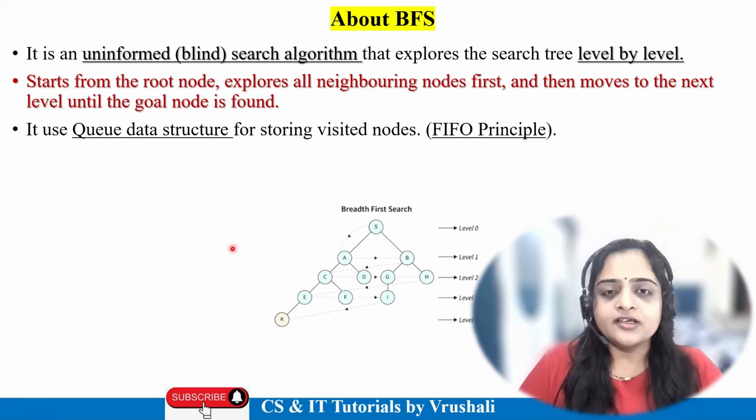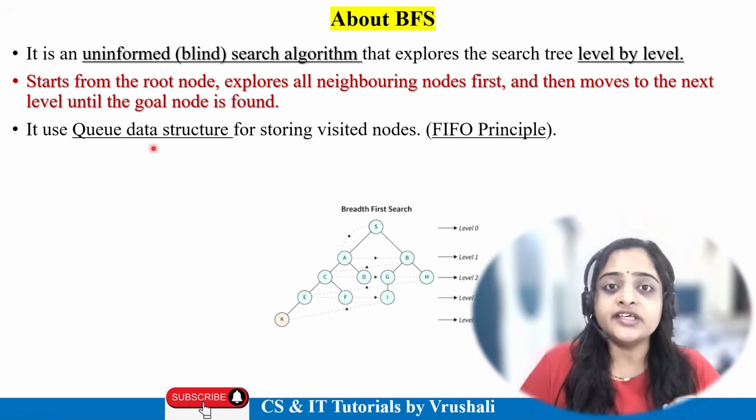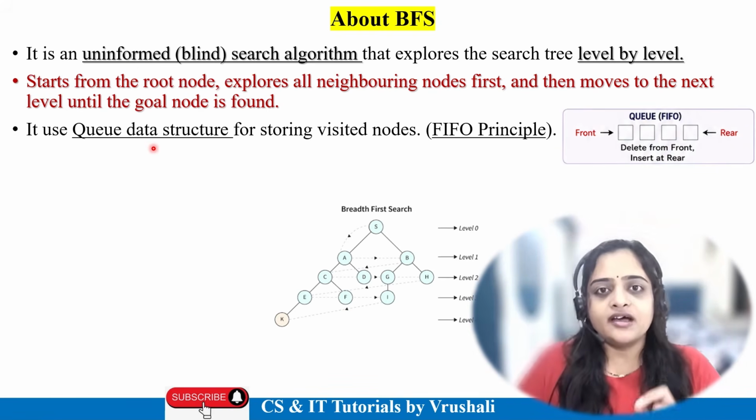See here, I think you are all familiar with this diagram. This is a tree data structure. You have already learned this concept in the data structure subject, right? Basically in BFS, they traverse all the nodes starting from the root node. Then they visit all the neighboring nodes and then move to the next node until the goal node is found. For that purpose, they use a queue data structure for storing all the visited nodes.